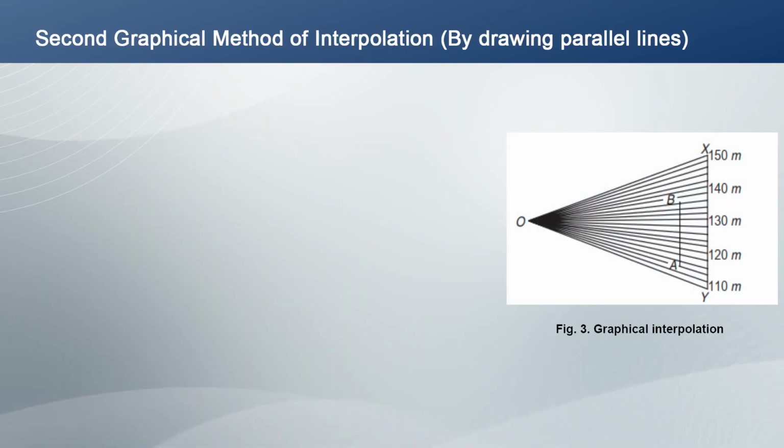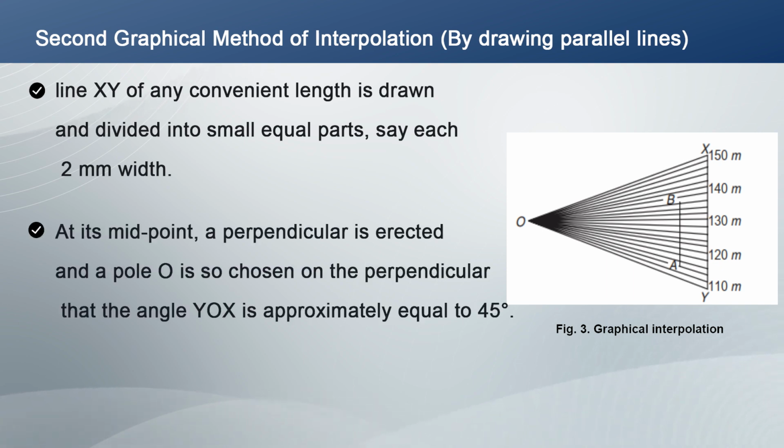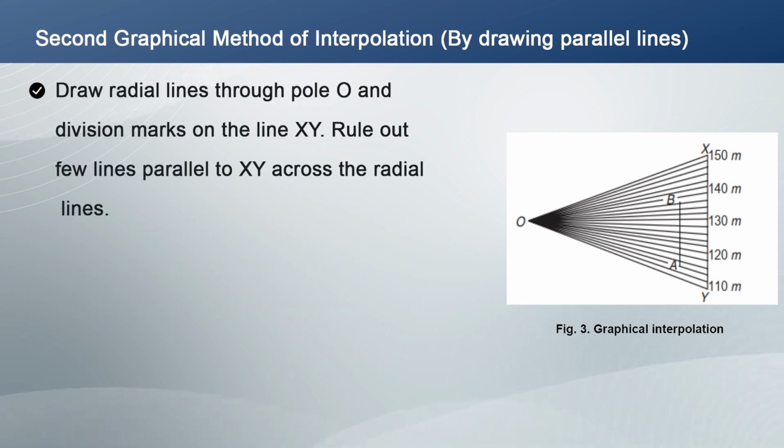Let us see the second graphical method of interpolation. You can see in figure 3, a line XY of any convenient length is drawn and divided into small equal parts, say each 2 mm width, on a piece of tracing paper. At its midpoint, a perpendicular is erected and a pole O is so chosen on the perpendicular that the angle YOX is approximately equal to 45 degrees. Draw radial lines through pole O and division marks on the line XY.